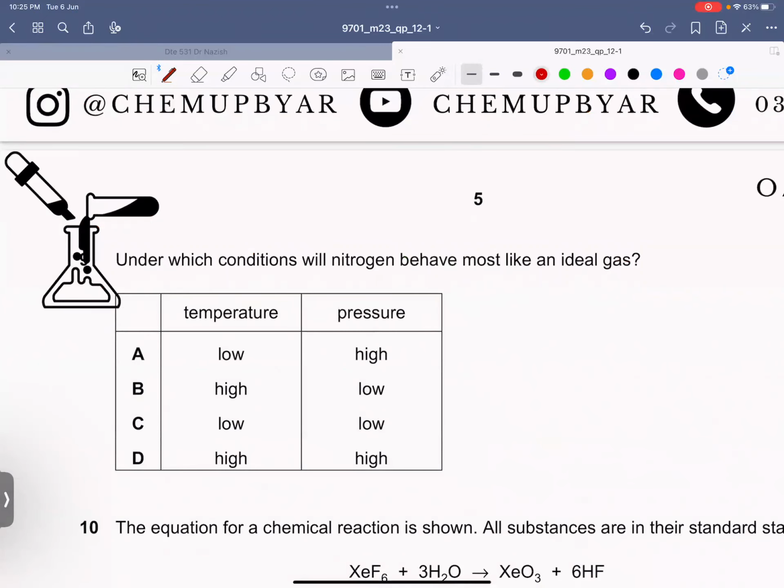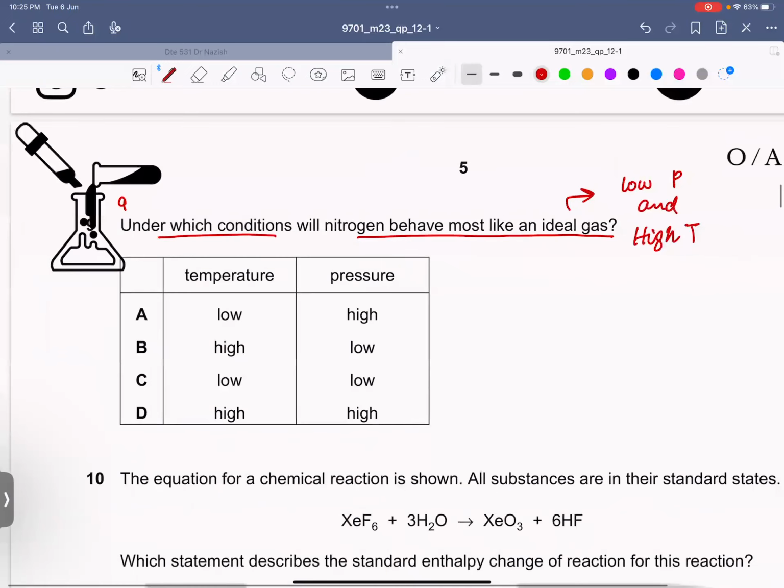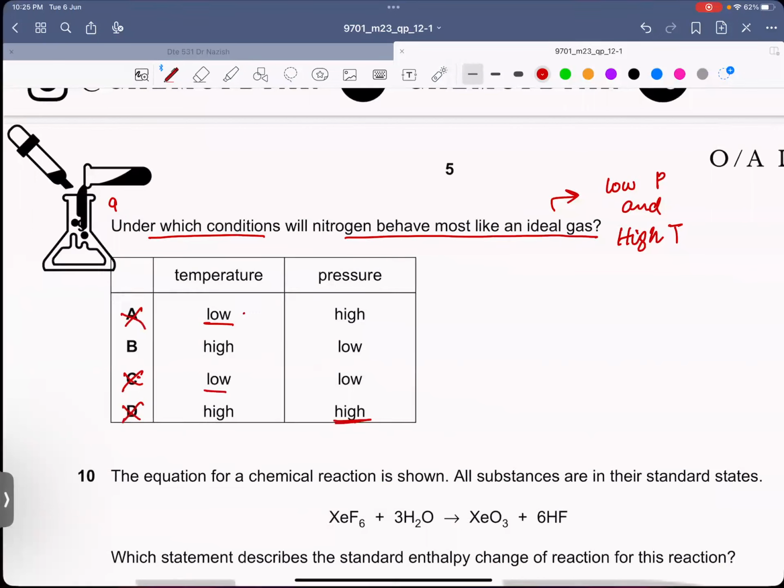Now, question number 9. Under which conditions will nitrogen behave most likely as an ideal gas? To behave as an ideal gas, if you recall, any gas which has a low pressure and high temperature behaves as an ideal gas. So low temperature, both options go wrong. And here high pressure makes D option. So B is your correct answer.